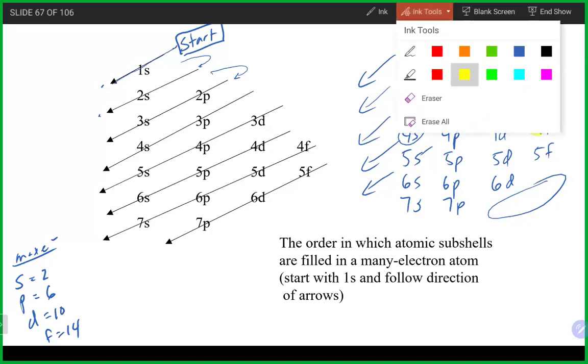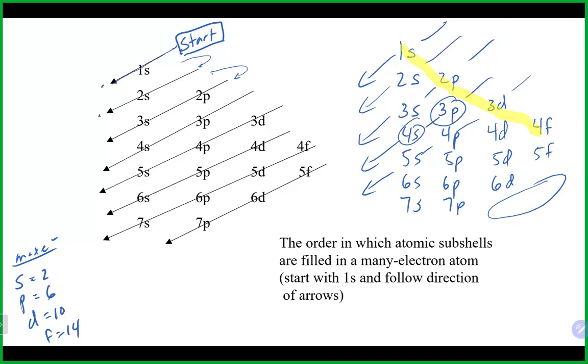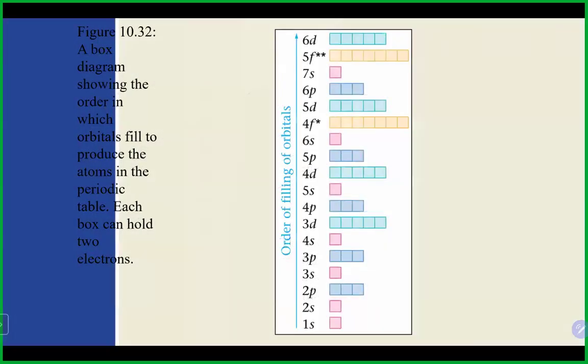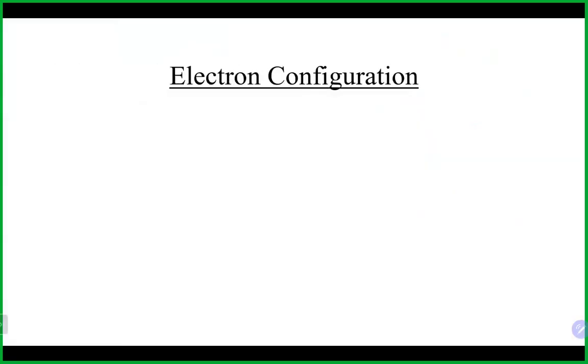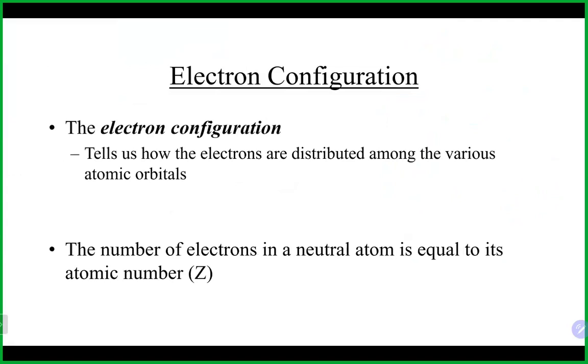Okay, so let's talk about electron configuration and how to write it. And here's a picture from your book that shows you the order that's happening there. Electron configuration tells us how the electrons are distributed within the atom. In this class and in most chemistry classes, you write electron configuration for filling order, how the electrons fill into the atom. We don't usually write electron configuration based on energy, which is slightly different.